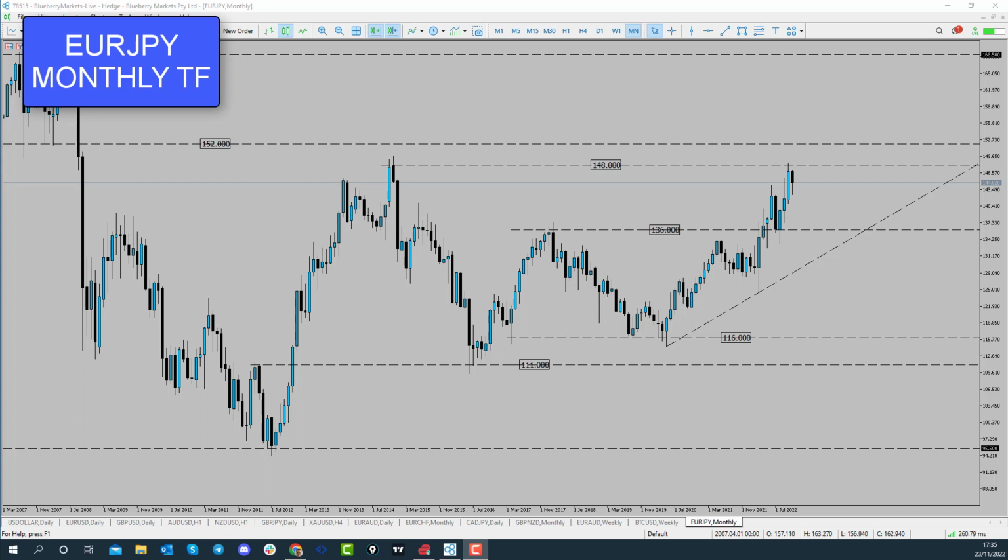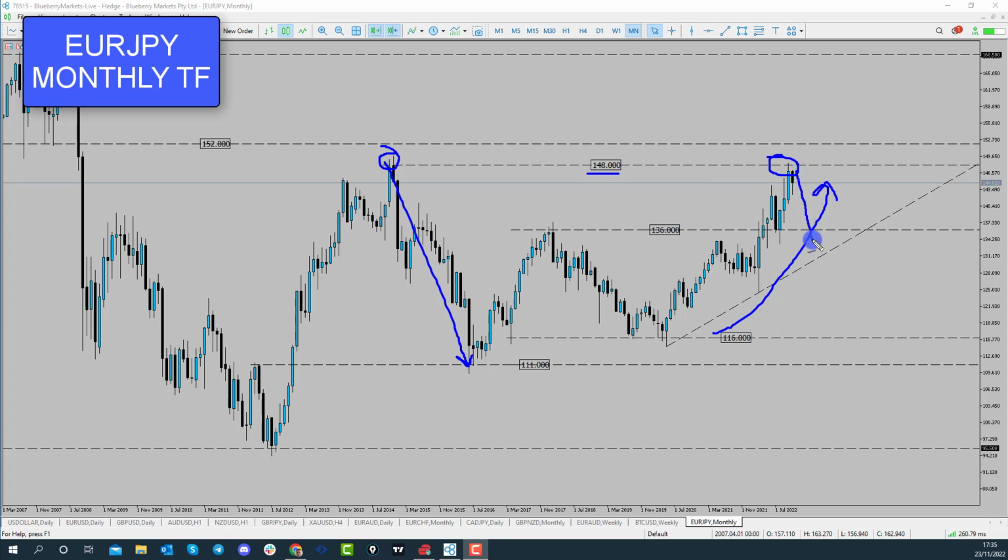Well, this is actually the monthly time frame, and we can see that price at the moment is in that upward trend. However, we have come into a key area of resistance, which is the 148 handle here, which you can see formed all the way back over in 2014. Okay, so nice high there from 2014, which saw price drop quite significantly lower. Could we see the same thing happen again?